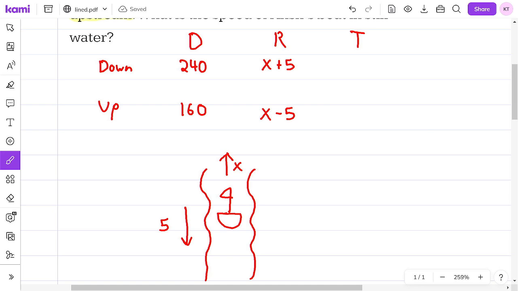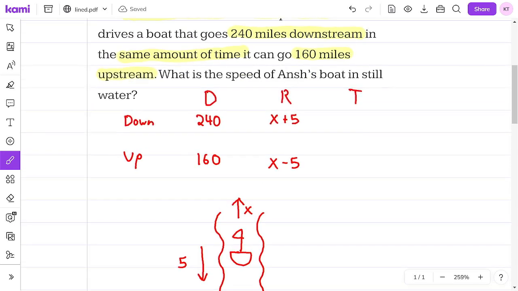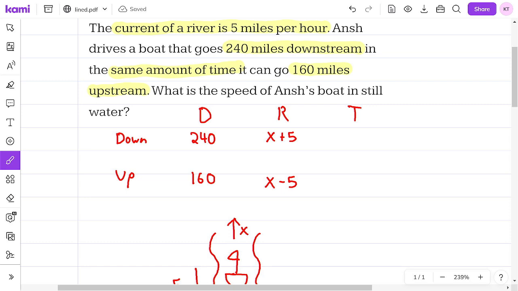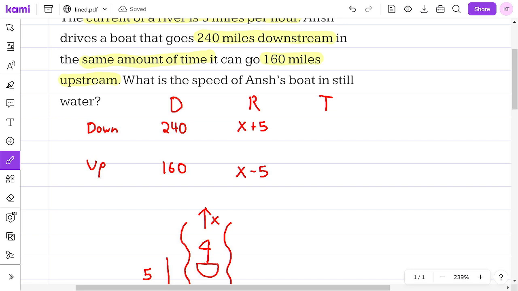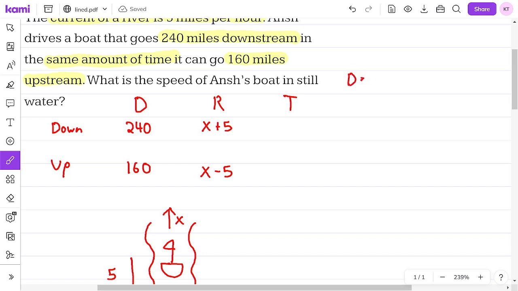And so that's all the information we have, but we know that these two trips take place over the same amount of time. So I can go ahead and calculate what my two times are going to be based off my distance and the rate, and then I can set those equal to each other. Again, like we know, distance is equal to rate times time. So that means that time is going to be equal to distance divided by rate. So I'll take 240, divide that by x plus 5, and I'll take 160 and divide that by x minus 5, like I said before. And we're going to set those equal to each other because, again, it says the same amount of time.